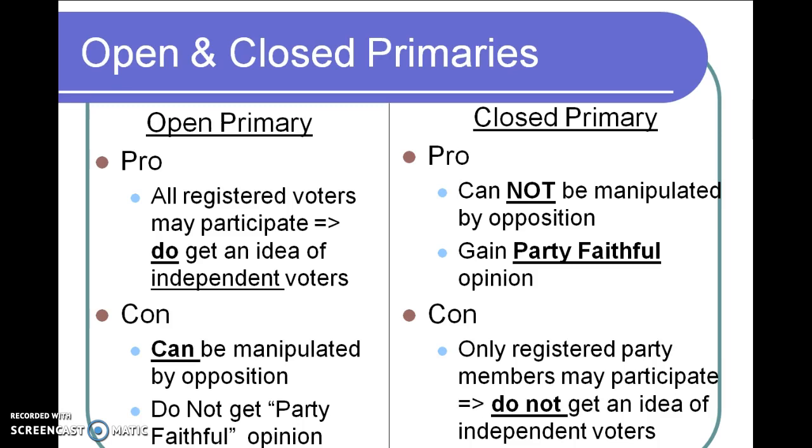Again, this is all determined state by state. You could have a primary with a ballot that is closed in your state. You could have a caucus that is open in your state. Michigan has open primaries, so we use a ballot and any registered voter may participate.